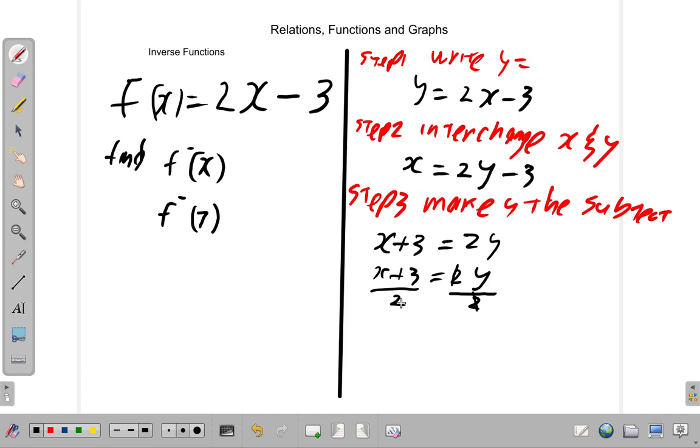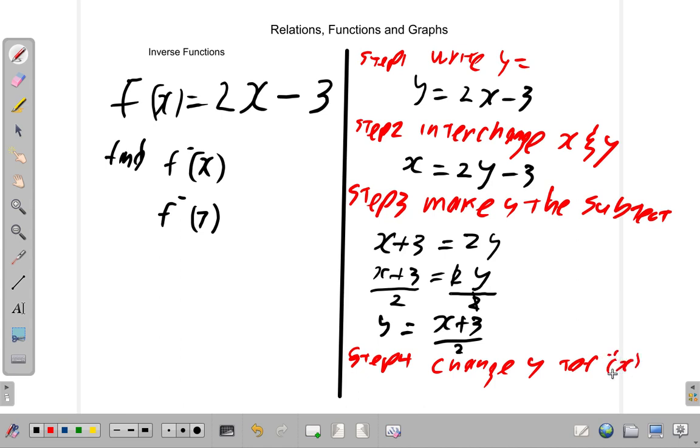We're accustomed to writing y equals or x equals when the x or y is on the left. So let's switch these sides around. Put the y on the left. Y equals, and then on the right we have x plus 3 all over 2. Then step 4. Step 4, what we do is change y to f inverse of x, because we find the inverse now. So f inverse of x equals x plus 3 over 2. Nice.